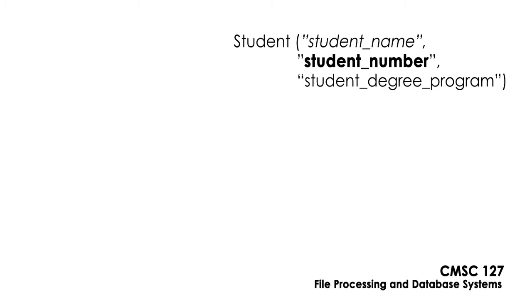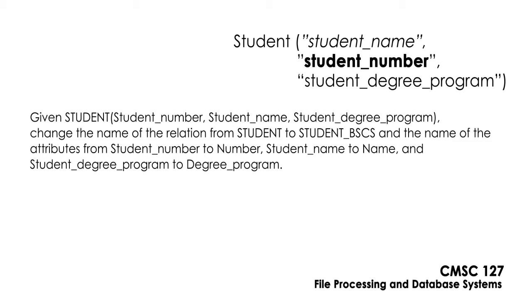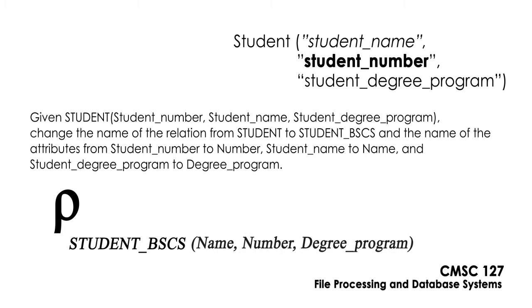If I want to change both the relation and the attributes, I'm trying to say that if I want to change the names of the relation and the attributes of that relation, then I can specify something like rho, followed by the new name of the relation, say student underscore BSCS, and the new attribute names of the relation. Say we have name, number, and degree program, followed by the old name of the relation, which is student.